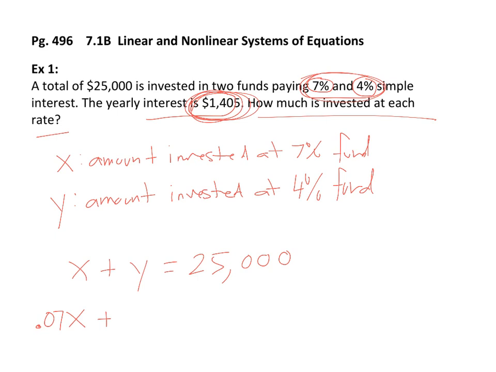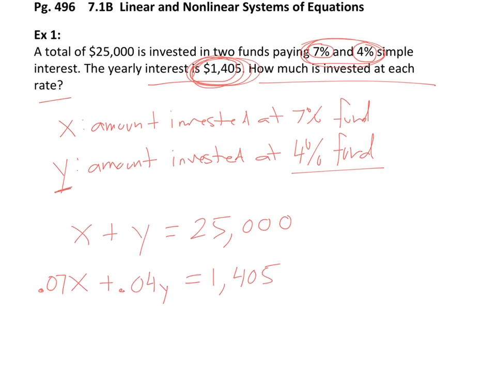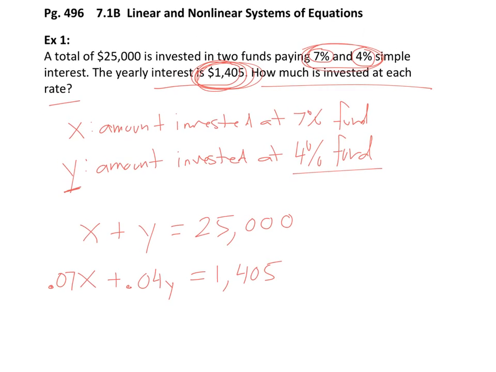I'm investing a certain amount, Y amount, into the 4% fund, so I'm making 4% off of that. And the interest of those combined is $1,405. So there's your system. That's the most difficult part. Once you have that, it should be easy to solve it.